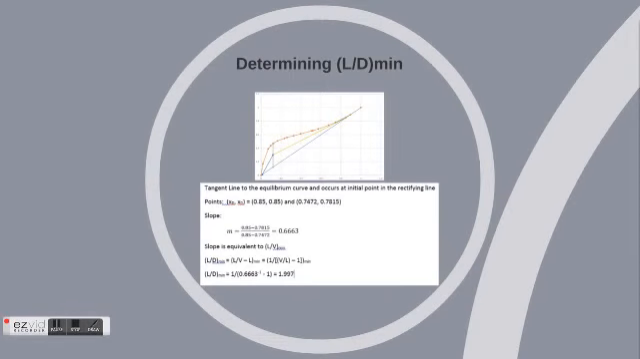Finally, Part D of the problem wants us to determine L over D min. This can be found by drawing a tangent line of the equilibrium curve that passes through the initial point in the rectifying line at 0.85, and equilibrium point at 0.7472, 0.7815. The slope between these 2 points is determined to be 0.6663, which is also equal to L over V min. The equation for L over D min is found to equal 1 over the inverse of L over V min minus 1, so we plug in 0.6663 to this equation and get that L over D min is about 1.997.